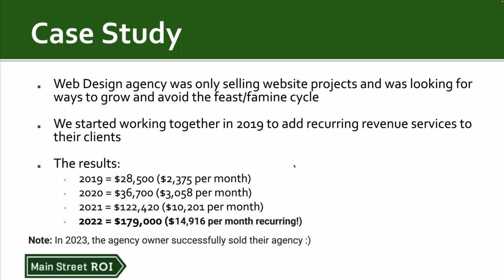The results are below, and in 2019, they had about $28,500 in annual revenue, or about $2,375 per month. And by 2022, we were able to help them increase that to nearly $180,000. A year later in 2023, the agency owner was actually able to successfully sell their agency. And I still hear from him time to time as he's on the golf course and enjoying life.